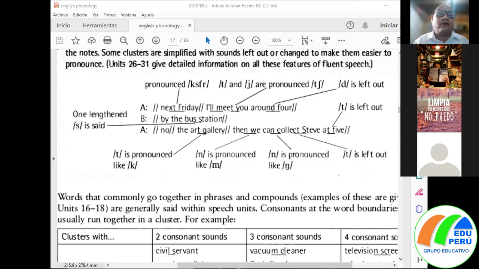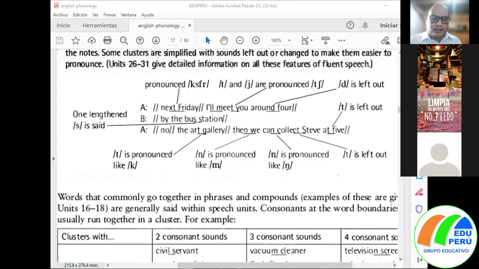Then we were talking about clusters. Can you remember what is a cluster? What is a cluster? A group of sounds. Yes. What kind of sounds? A group of sounds, perfect. But what kind of sounds? Vowel sounds or consonant sounds? Consonant sounds. Yes, very good. Remember, a cluster, don't forget about this name.